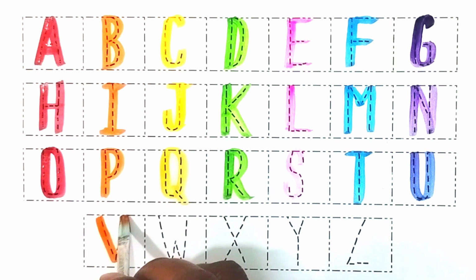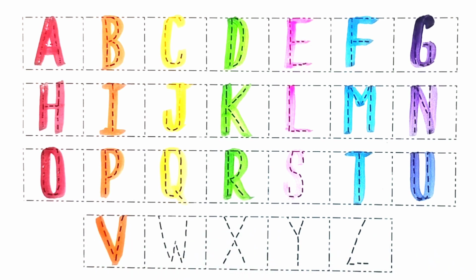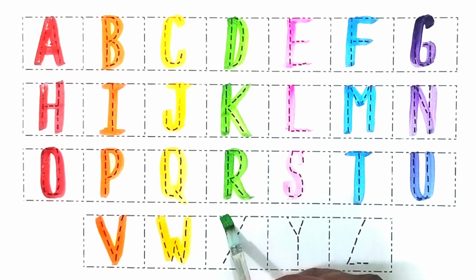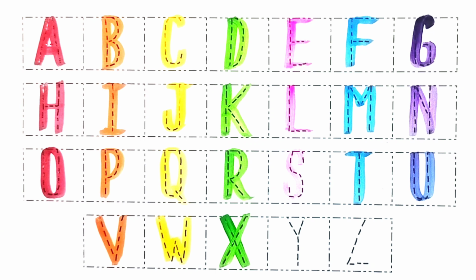V for violin. W for watermelon. X for x-ray. Y for yacht. Z for zebra.